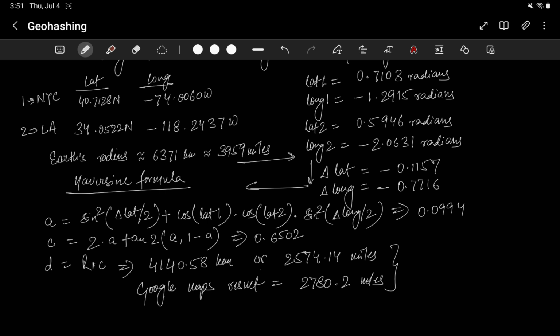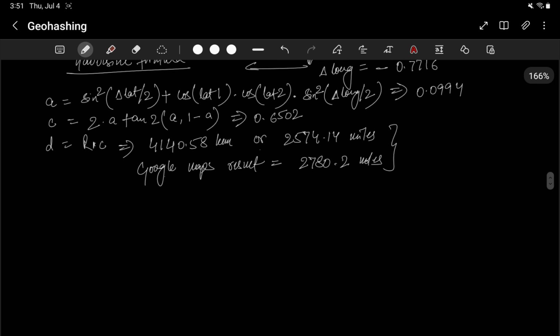Now that we know what the overheads of latitude and longitude calculations are, let's see how geohashing solves it. Okay, and before that, let's talk about what is geohashing.